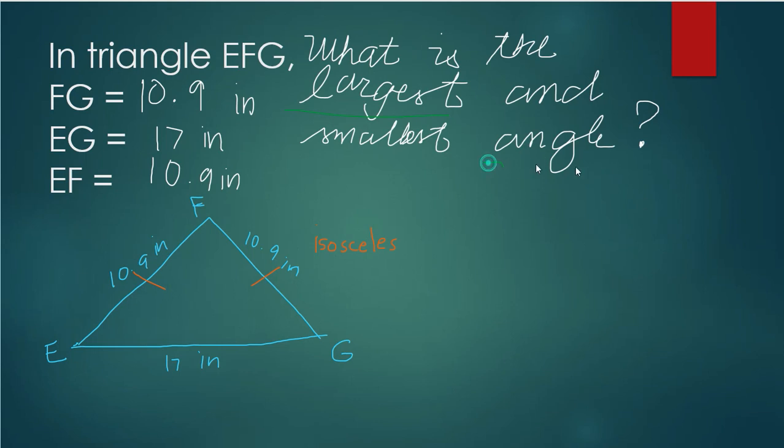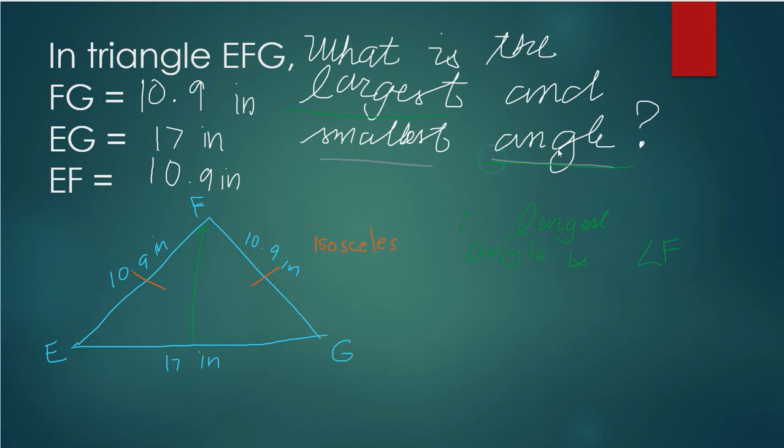So when you're asked, what is the largest angle first? Okay, let's answer what is the largest angle. So the largest angle is the angle opposite to your longest side. As you can see, your longest side is 17 inches. Therefore, that's side EG. What is opposite to our side EG? Alright, so that's angle F. Therefore, you would say the largest angle is angle F.